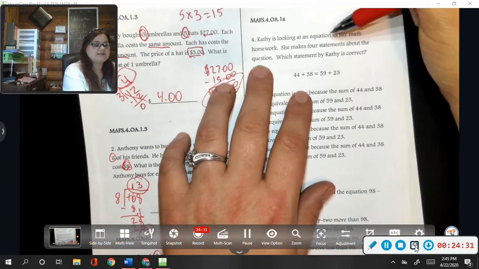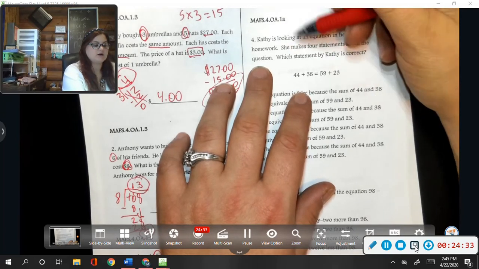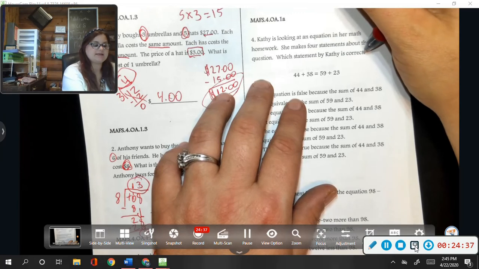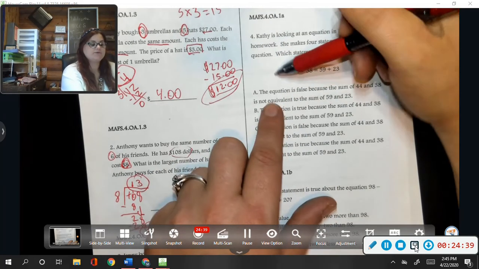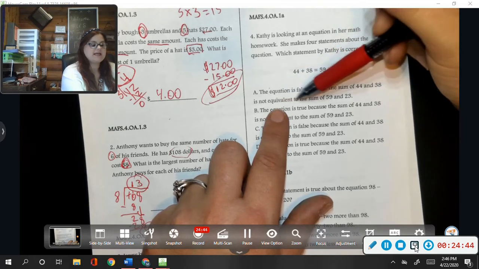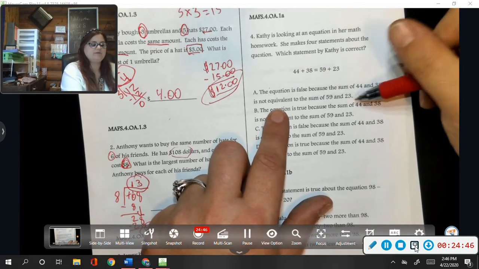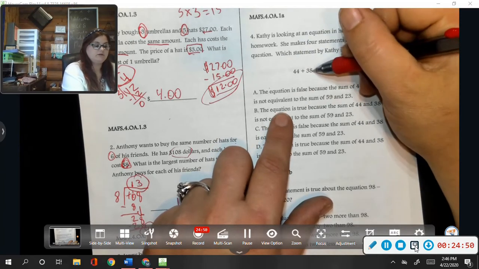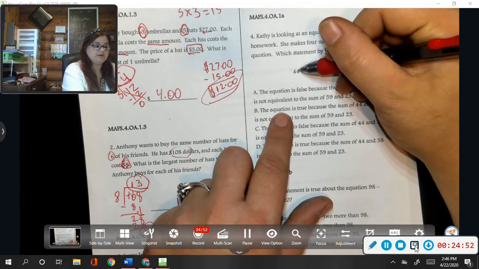Number 4. Kathy is looking at an equation in her math homework. She makes 4 statements about the question. Which statement by Kathy is correct? So first she says the equation is false because the sum of 44 and 38 is not equivalent to the sum of 59 and 23. Is she right? Let's check.